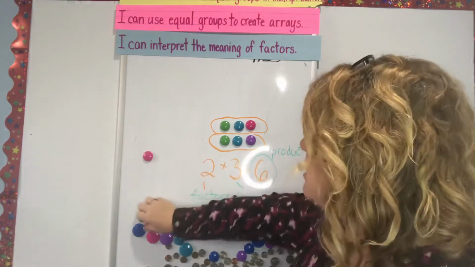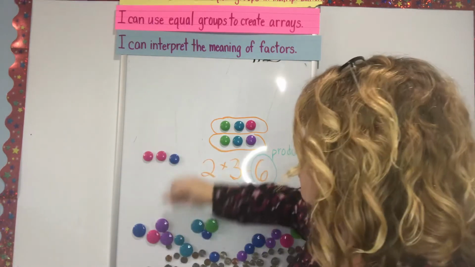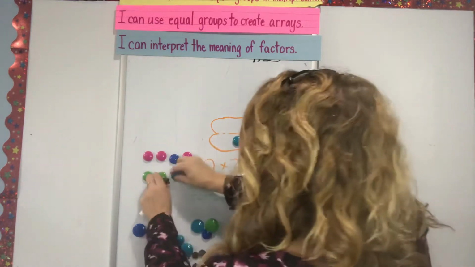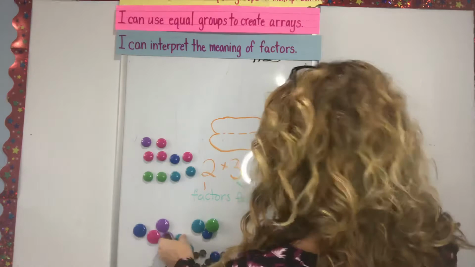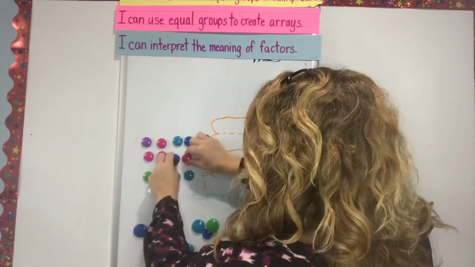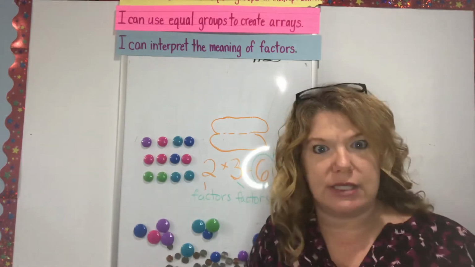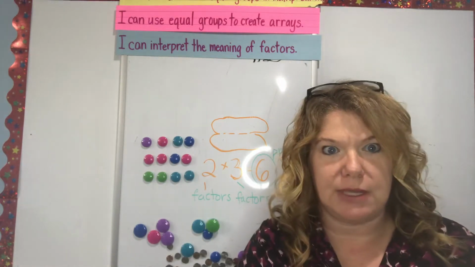If we set up these pieces to be an array, I'm going to take these off, and then we will have this picture. See? Pause your video and see if you can figure out what multiplication problem that might be.